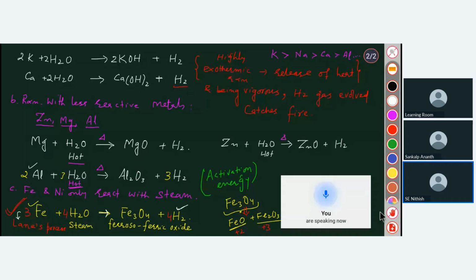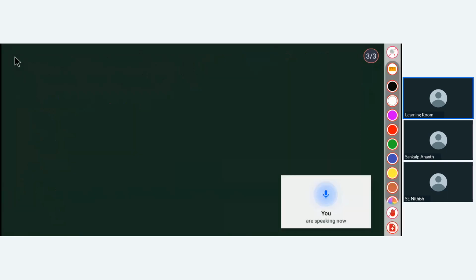Okay. Now the next was the preparation from water, right? Yes. So the ones that do not react at all are gold and platinum. Exactly, they will not react, because they do not dissolve in water. That is gold, platinum. We are having copper. We are having mercury.